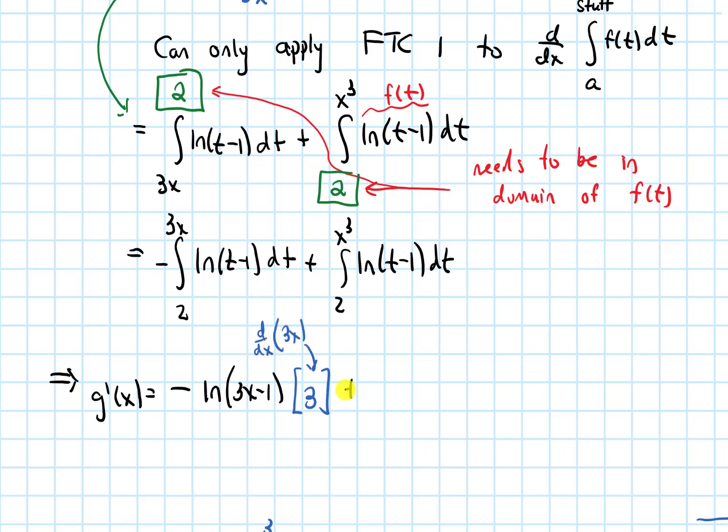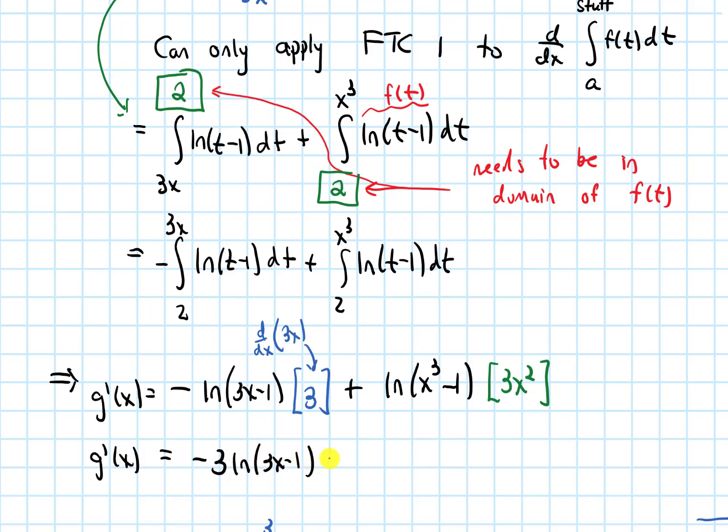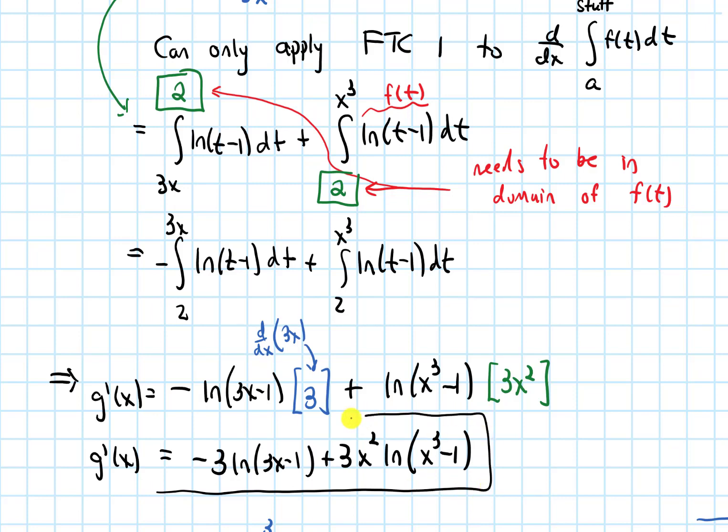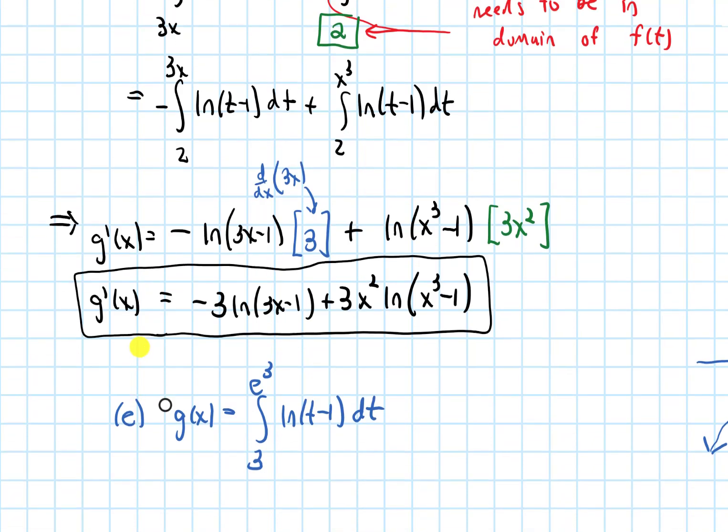Okay, and now we do the same type of thing for the next integral. So when we take the derivative, the x to the third will get plugged in, and I'll get ln of x to the third minus 1, and then I multiply by the derivative of x to the third, which is 3x squared. Okay, so I could just rewrite this a little bit, and we'll get g prime of x equals negative 3 ln of 3x minus 1 plus 3x squared ln of x to the third minus 1. And that is our answer. That is our derivative.